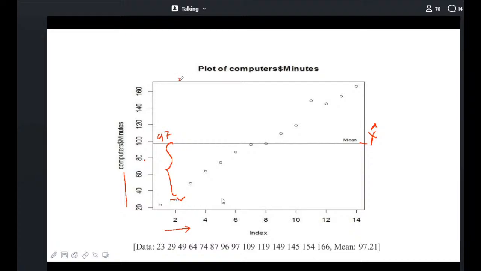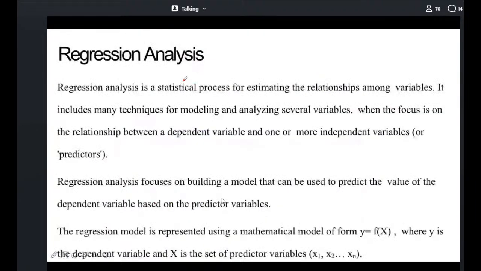Now, the thing is, this mean and median we cannot go with. But there's an interesting thing which we have to look at.